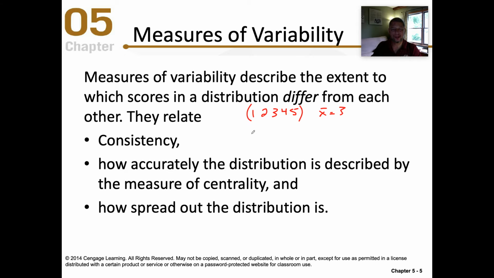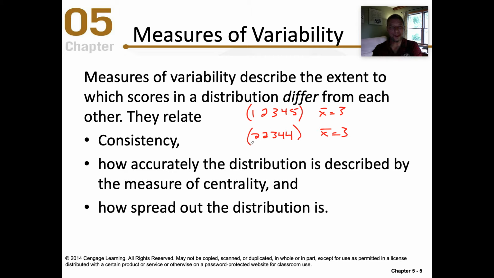However, if I have a data set that is 2, 2, 3, 4, and 4, the mean again is 3. But if you look at these two data sets, you can see that the first one, the top one, is much more spread out than the bottom one. And there's a difference in the range, the variance, and the standard deviation. We'll get to that and how to calculate that in a few minutes.